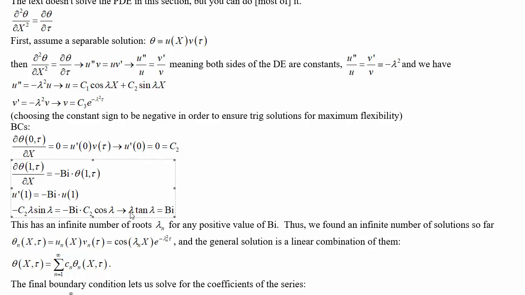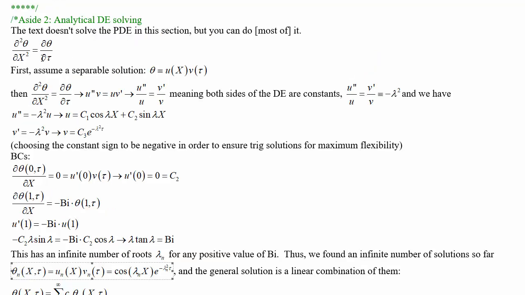If you had enough time and a numeric solver or just a plotting program, then you could find any root that you liked from this, but we'll just say that lambda tan lambda is equal to the Bi number. So anyway, there's an infinite number of roots, lambda 1, 2, 3, 4, etc. And that means that we found an infinite number of solutions so far that satisfy the differential equation and that satisfy the boundary conditions. We haven't applied the initial condition yet.